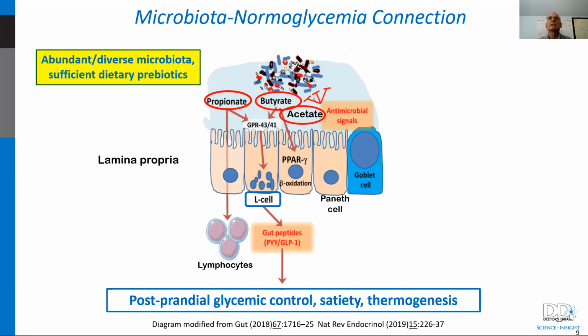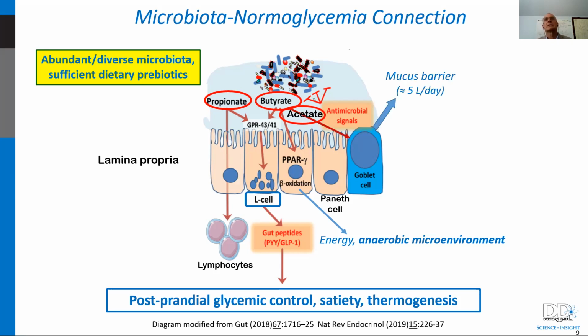expenditure. So speaking of energy expenditure, we also have butyrate and acetate working through PPAR gamma, activating beta oxidation, which not only creates energy and makes the enterocytes very happy, but also creates a markedly anaerobic microenvironment in close vicinity to the mucosa. We also have my favorite cells, the goblet cells, under the direction of butyrate and acetate, releasing massive quantities of mucins, which form that mucus barrier, about 5 liters a day, that wonderful barrier that constitutes the intestinal barrier system. So that's under normal circumstances.